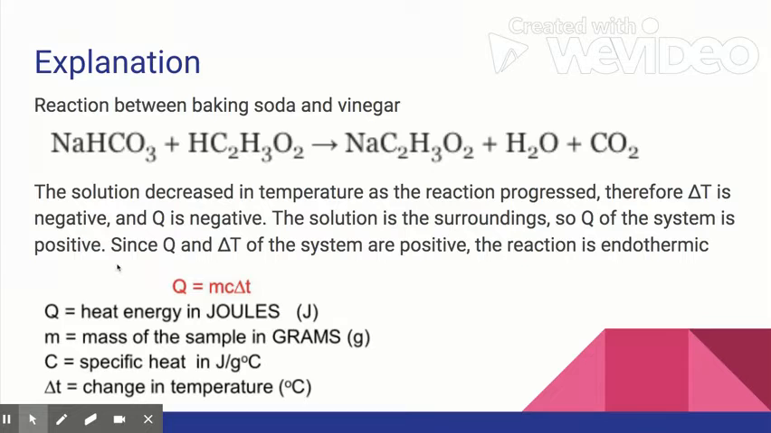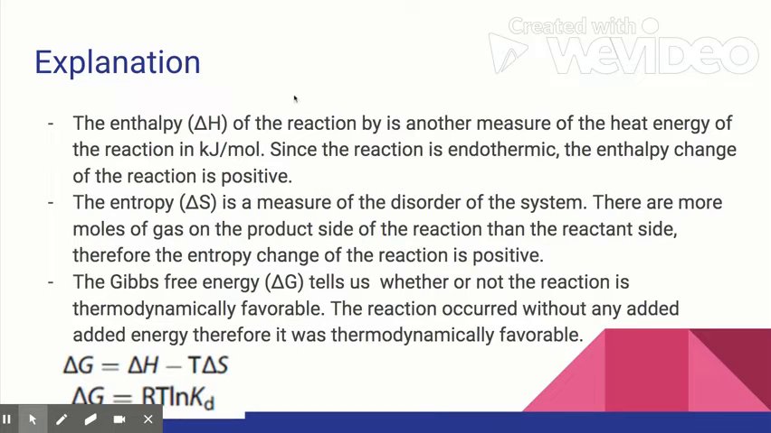So since the system absorbed heat, which means the Q and delta T of the system are positive, the reaction is endothermic. So the enthalpy of the reaction, which is the delta H, is just another measure of the heat energy. Instead of in joules, it's in kilojoules per mole. So we would find that by dividing the heat by the number of moles used up in the reaction.